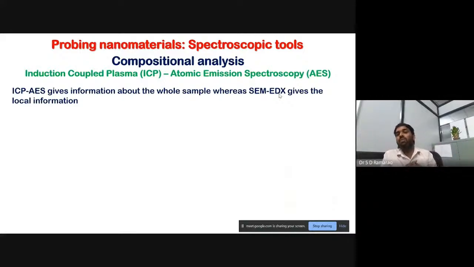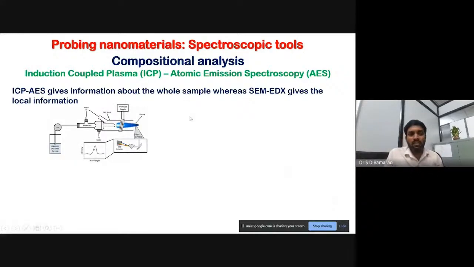Whereas with ICP-AES, you take, let us say, 1 mg or 2 mg of sample, and you dissolve that in one of the solvents, depending on your sample. That means you are getting information about the whole 1 mg or 2 mg, that means the whole sample. So if you take homogeneity, the values that you end up with from ICP-AES are more accurate compared to SEM EDX. Okay, sometimes the SEM EDX will match with the AES, but still ICP-AES is more preferable, because it gives the information about the whole sample, not the local.